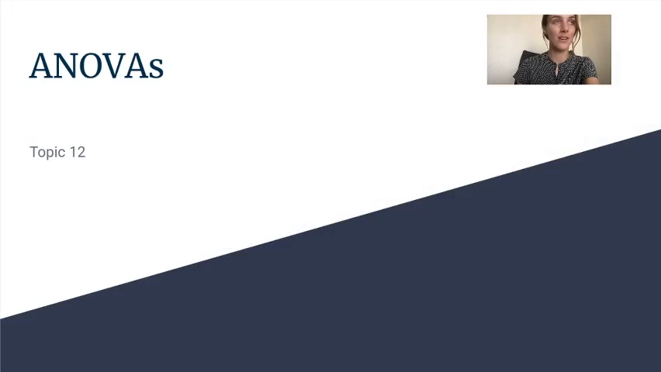ANOVAs. ANOVA is an acronym for Analysis of Variance. We're going to talk about ANOVAs in a few formats. Analysis of variance. And we've already been doing a sort of analysis of variance when we look at things like t-tests, but ANOVAs have a few more considerations and helpful applications that we will come to learn about.